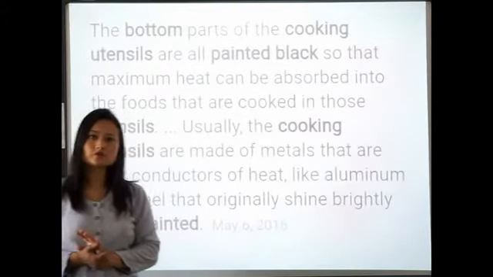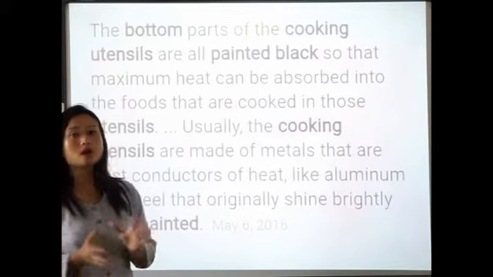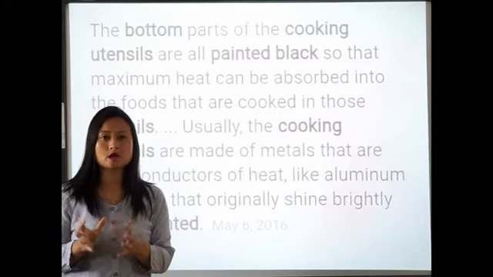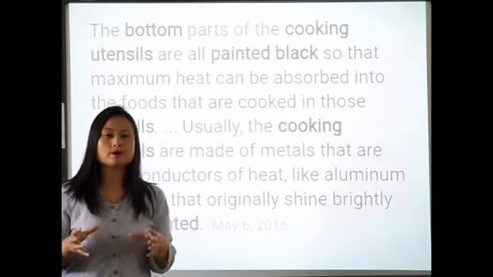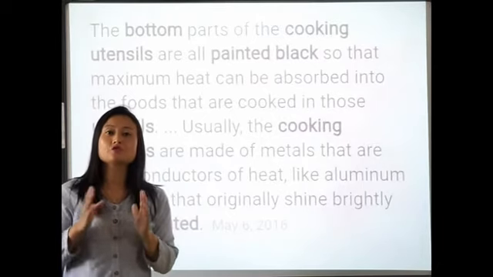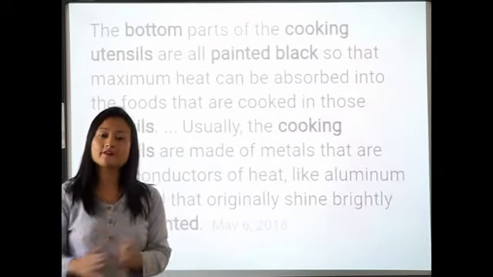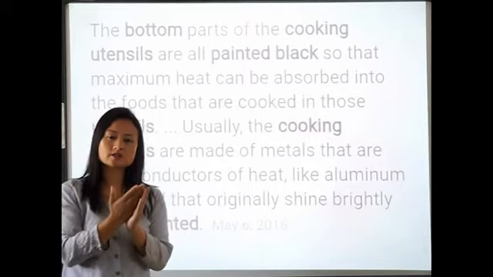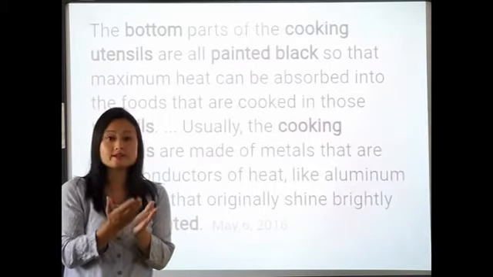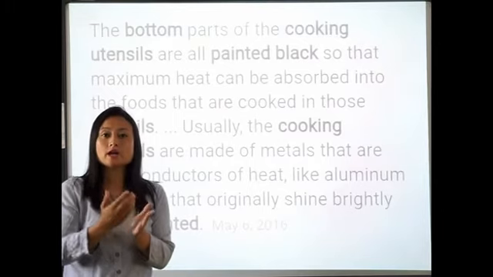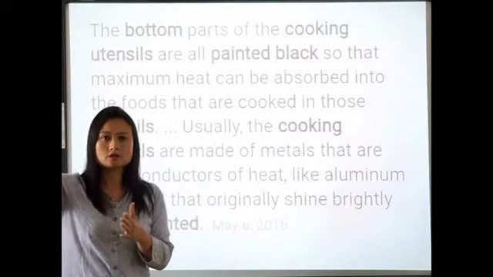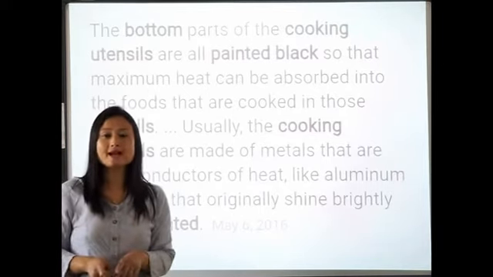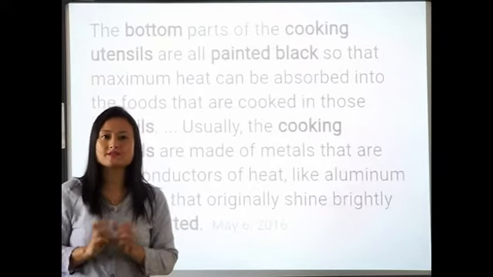Now some of the applications of radiation: the color black is a good absorber of heat, whereas light colored or white are good reflectors of heat. Good reflectors of heat means when a ray of light comes and touches that white or light color, it will reflect back. So white and light colors are good reflectors, whereas black or dark colors are good absorbers, they absorb it.